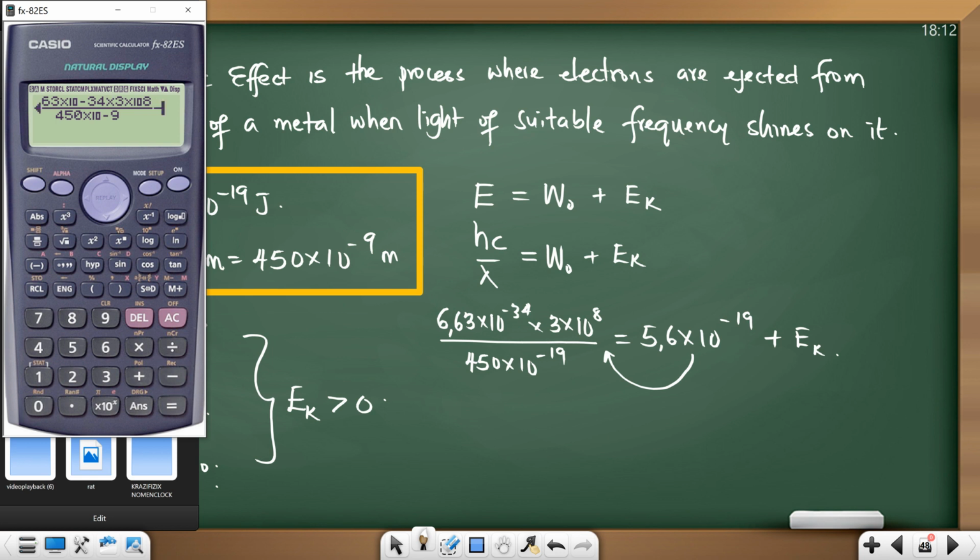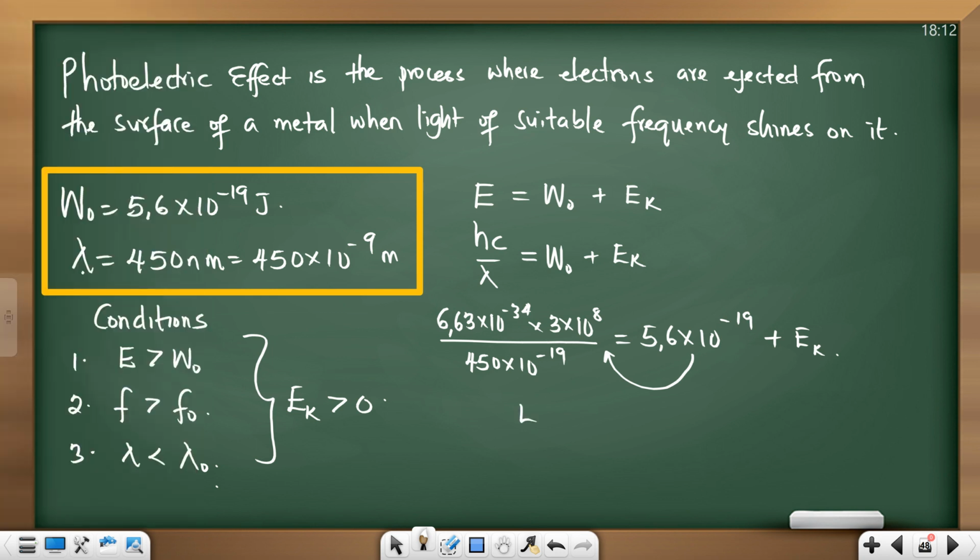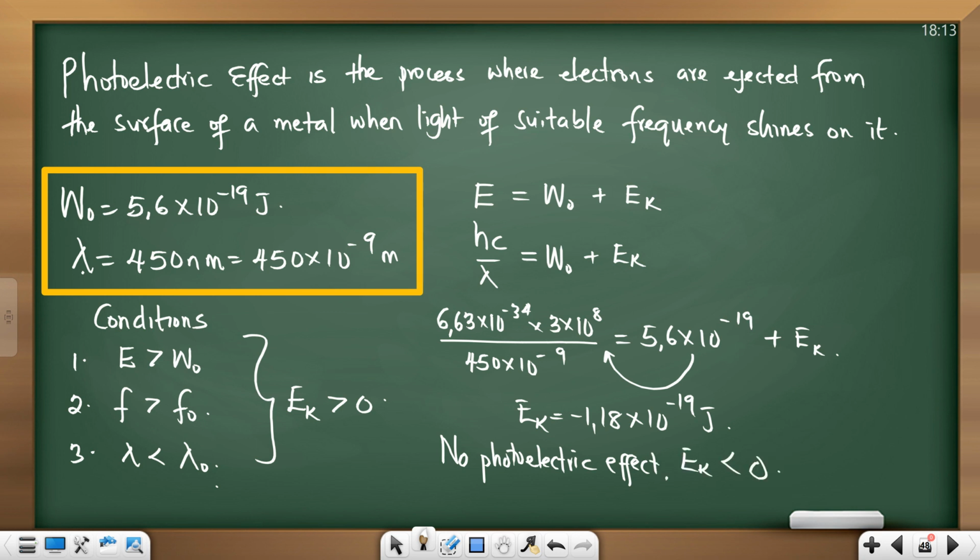Minus... I'm bringing that whole thing over, right? So what do I have? 5,6 times 10 to the power negative 19. Check your answer. Negative 1,18. So EK is what? Negative 1,18 times 10 to the power negative 19 what? Joules. Remember, so I'll say there is no photoelectric effect. Why? My EK is less than 0.